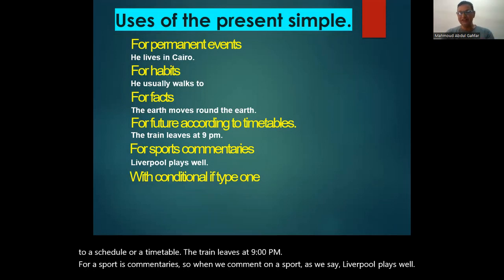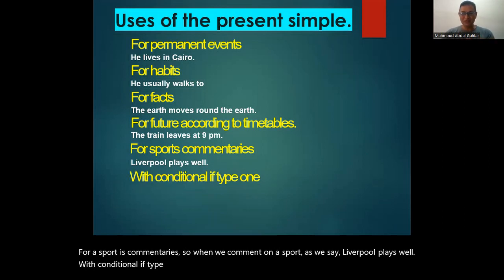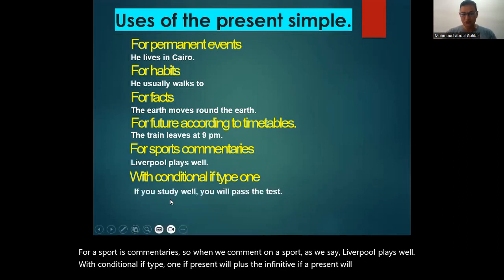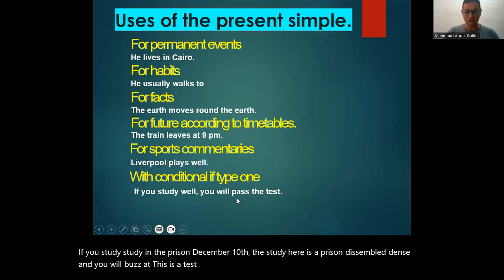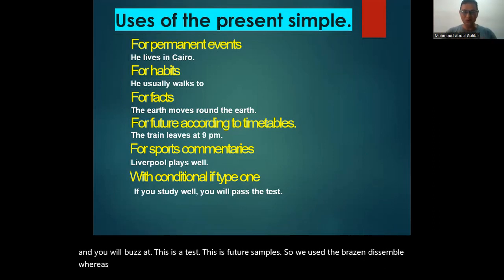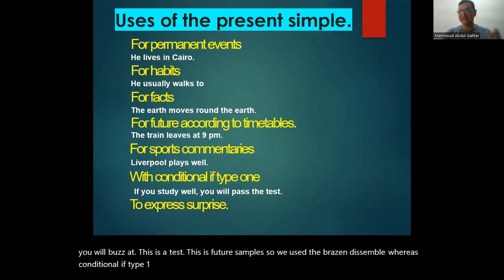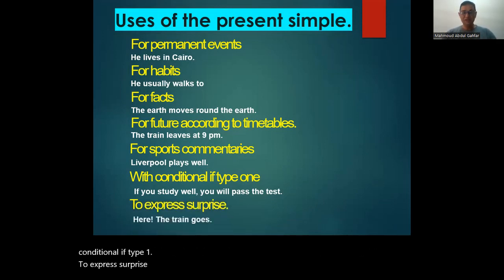With conditional if type 1: if plus present, will plus the infinitive. If you study, the study here is in the present simple tense, and you will pass the test. This is future simple. So we use the present simple with conditional if type 1. To express surprise: here, the train goes. So at last the train goes. This is a surprise.